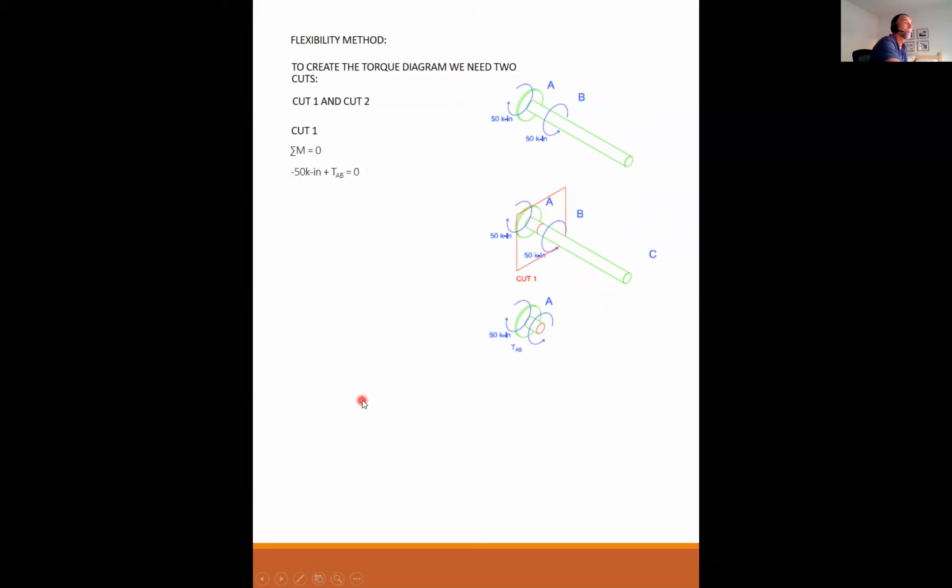Sum the moments, and TAB is equal to a positive 50 kip-inches. So the internal torque from A to B is positive 50 kip-inch.